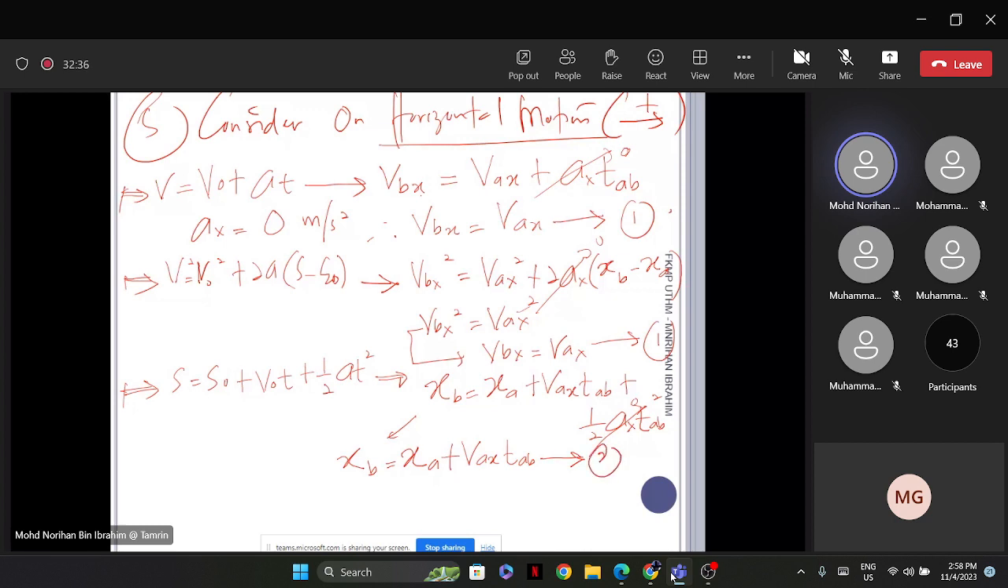So we consider all this in horizontal motion. From horizontal motion we can obtain two equations. The first one is vbx equal to vax. The second one is xb is equal to xa plus vax tab. Okay.